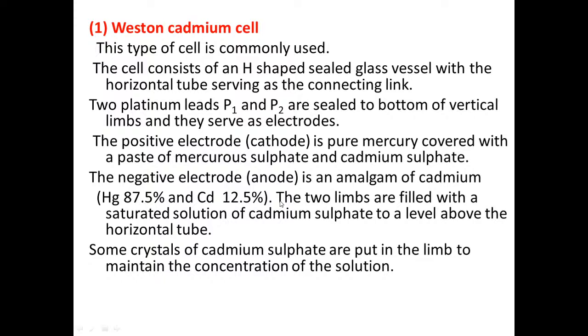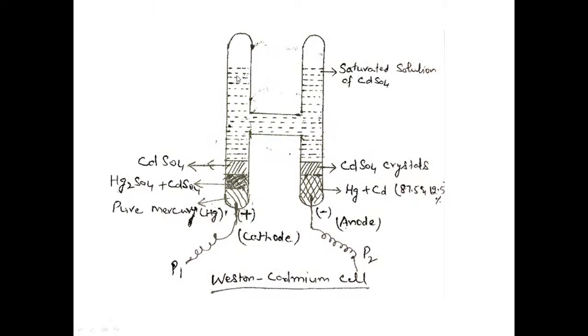This type of cell is commonly used for comparison purpose. The cell consists of an H-shaped sealed glass vessel with the horizontal tube serving as the connecting link. This H-shaped vessel, and this is the horizontal tube, the connecting link between the two limbs.